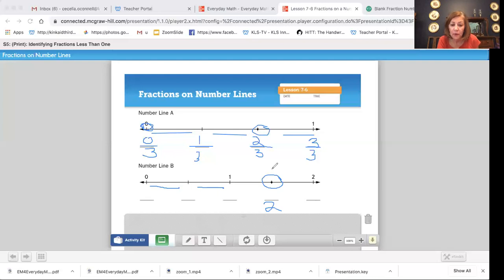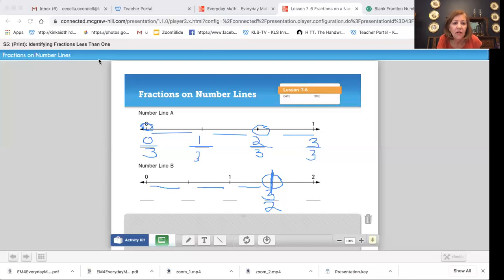Now to find the numerator, we're going to count the equal parts up to this point. So we have 1, 2, 3. 3 halves, okay? Just like the apple example that I showed you. And we know that is greater than 1 because it's on the right-hand side of the 1, between 1 and 2, and the numerator is greater than the denominator.